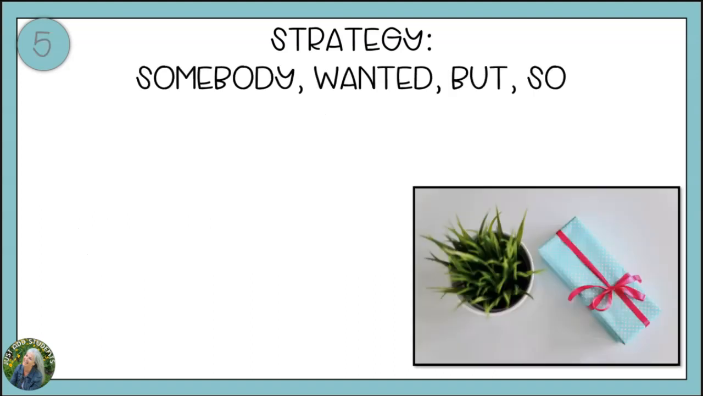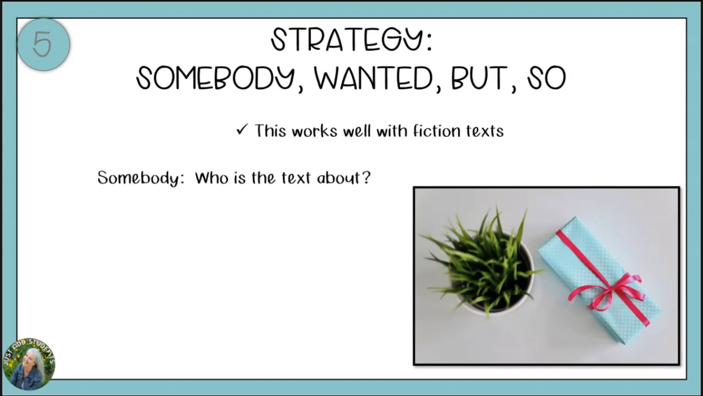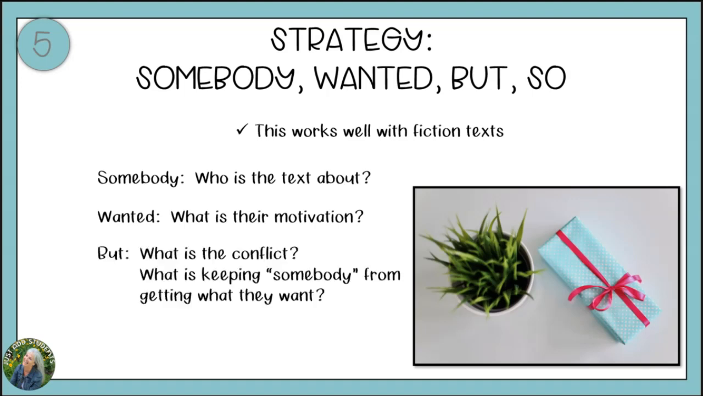The next strategy is somebody wanted but so. If you're not familiar with this strategy, it's often used in analyzing fiction. So this works really well with fiction text. And it's basically somebody, so who's the text about, wanted, what's their motivation, but, what's their conflict, what was keeping them from getting what they want, and so, what is the conclusion. So this is a good strategy to try out with your fiction texts.